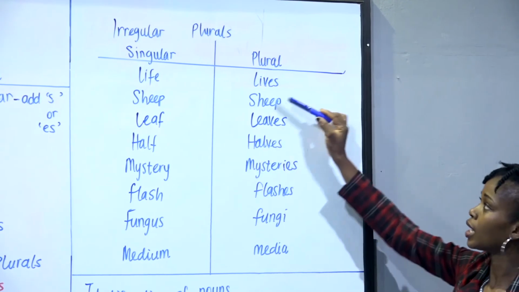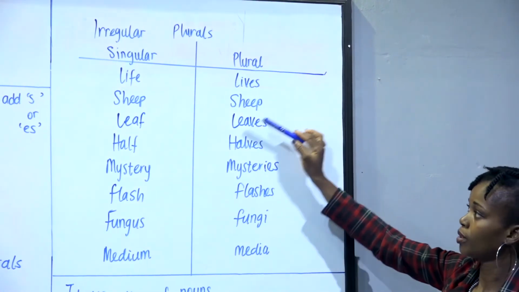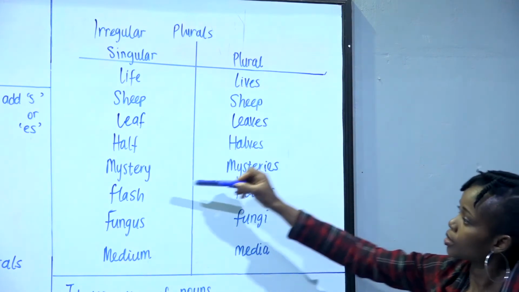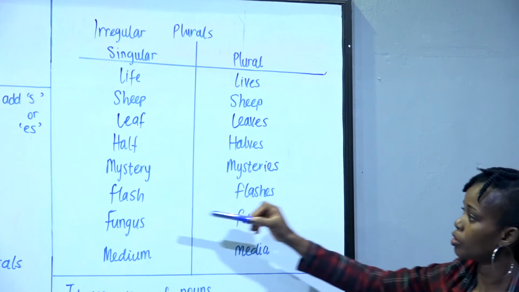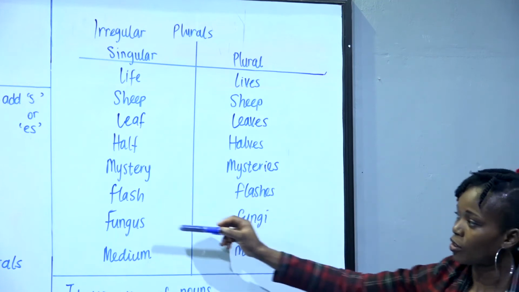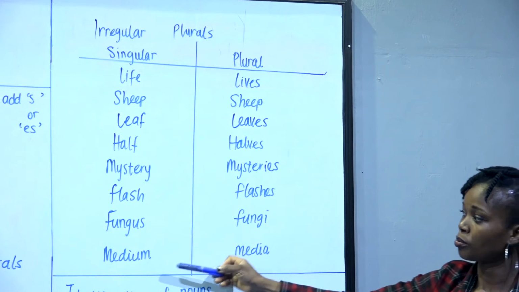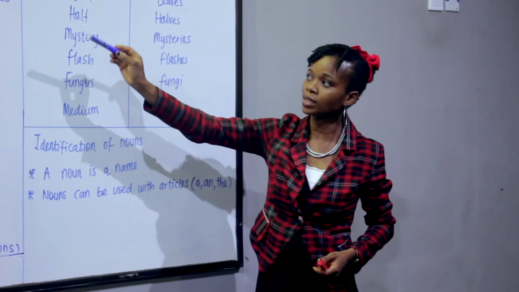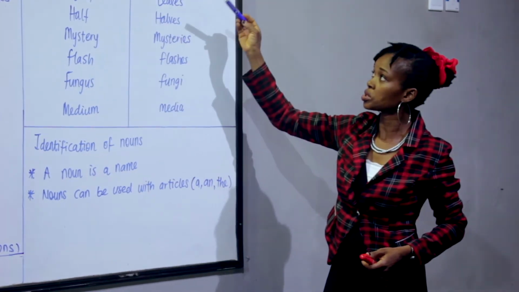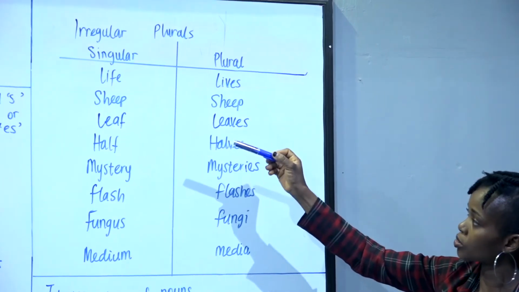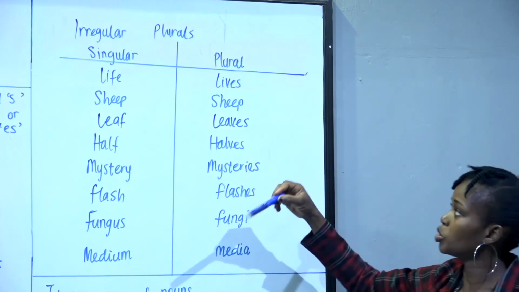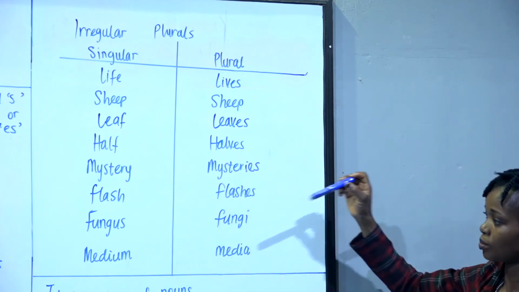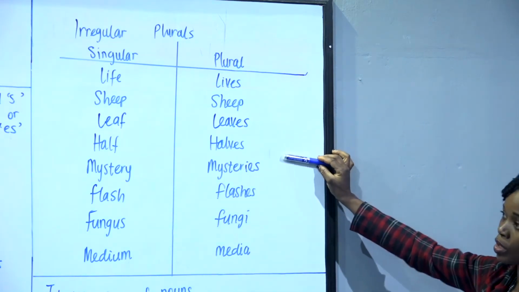We have life, lives, sheep, sheep, leaf, leaves, owl, house, mystery, mysteries, flash, flashes, fungus, fungi, medium, media. As you can see, they don't follow the regular form of adding S or ES. Some simply change the last consonant and add ES. Some you don't add anything at all. Some you change some of the letters in them. So those are the irregular plurals.